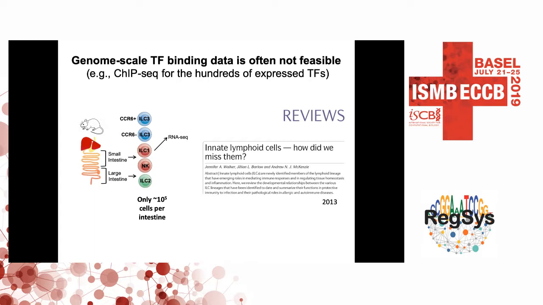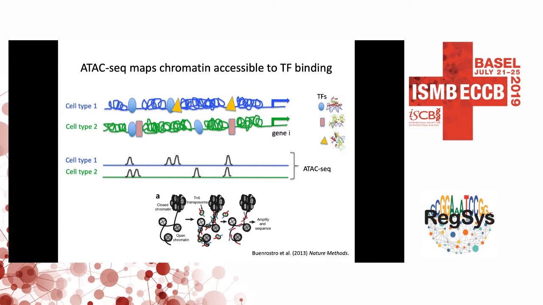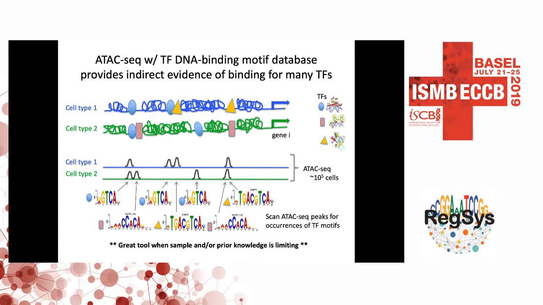And so I am fortunate that a lot of previous speakers have highlighted ATAC-seq as a method to measure chromatin accessibility. Essentially, if you integrate this data type with transcription factor motif databases, you can get a guess that a transcription factor might be bound to an accessible region. And this is a great tool if you have limits on sample material and you perhaps don't know a lot about the system that you're exploring.